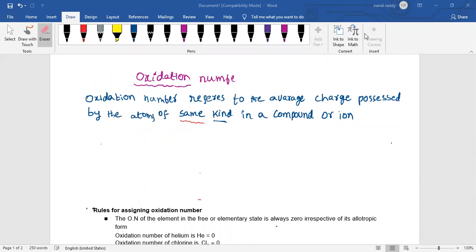Oxidation number: where we are using oxidation number, what is the main use of oxidation number, how to calculate oxidation number and their rules. We are going to discuss each one clearly, one by one.